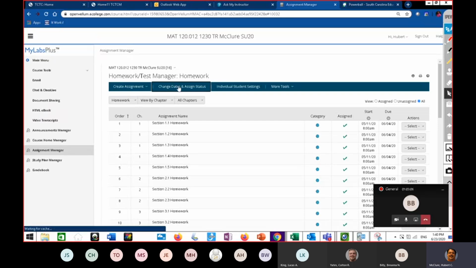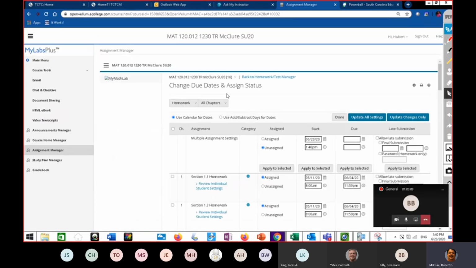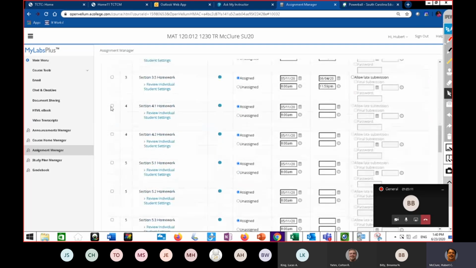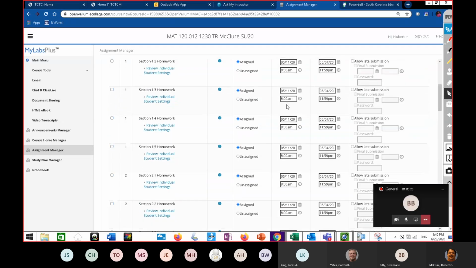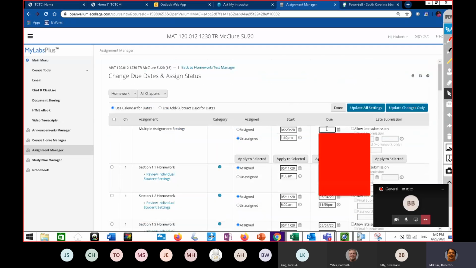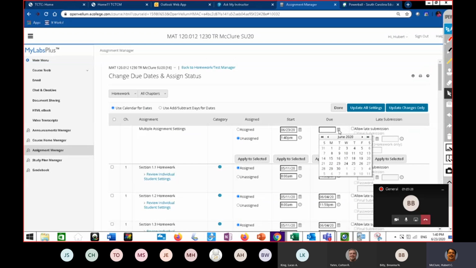Chapter, change dates. That's going to be 4.1, 4.2, 5.1, 5.2, 5.3, and 5.5. The next time we meet will be, here's the 23rd, so the 25th. Now everybody knows when the test is done and when the homework is done.